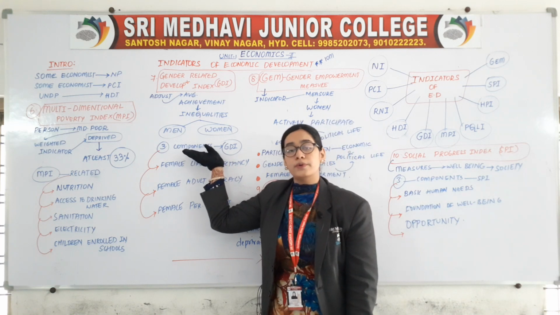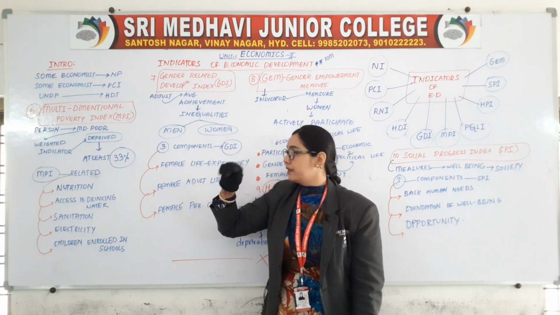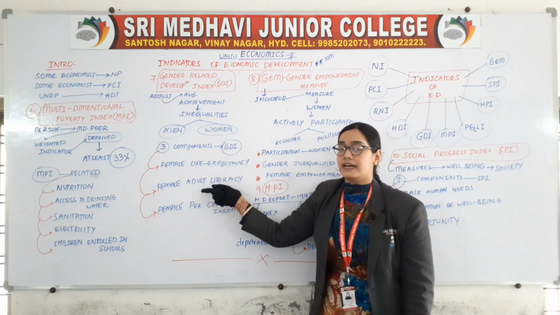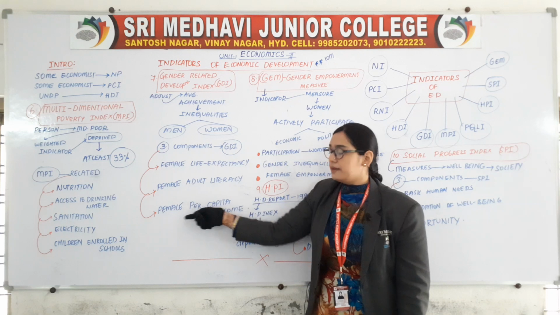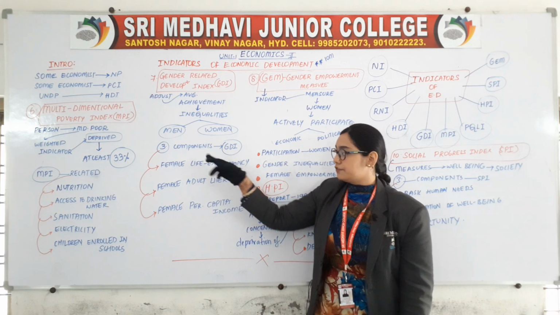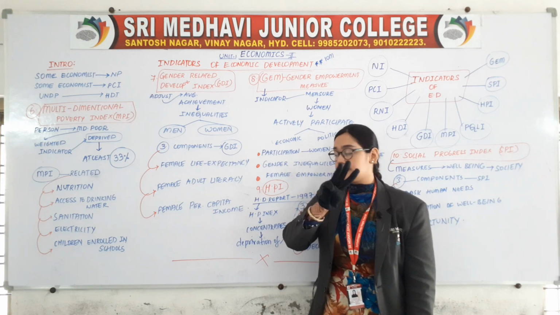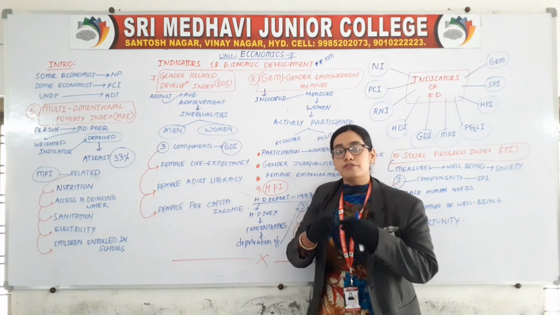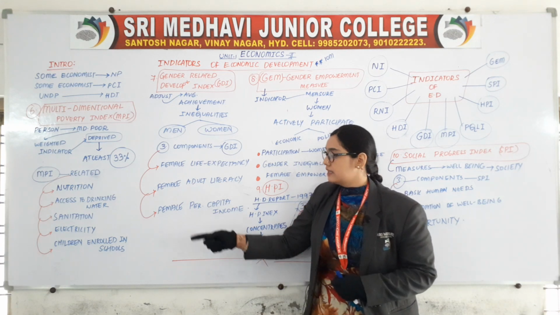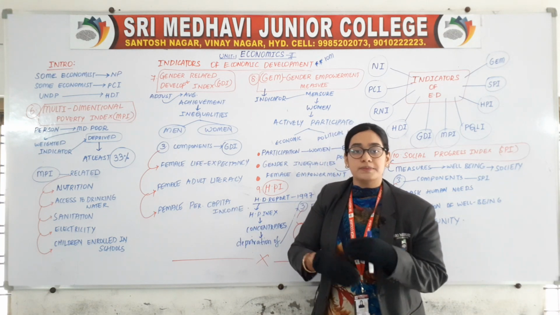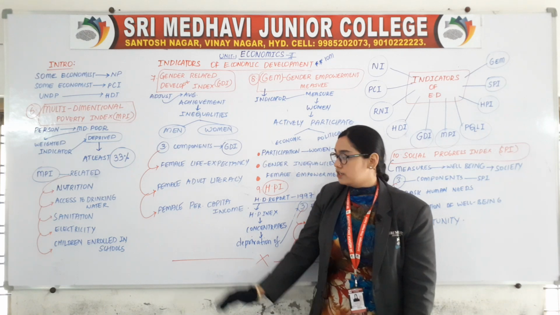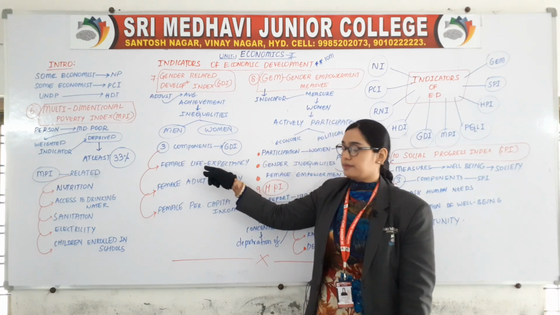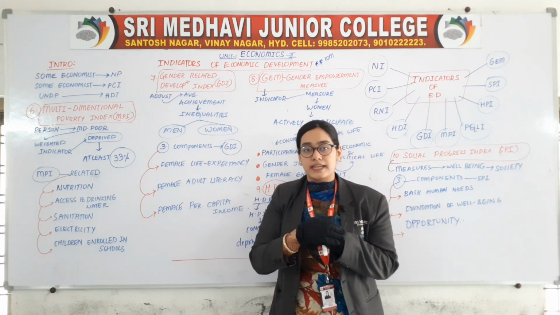There are three components for measuring GDI. What are those? Female life expectancy, female adult literacy, female per capita income. Female is the same, three times the word is repeating here. Life expectancy, adult literacy means the number of adults who are getting educated, then per capita income, how much females are earning individually. So we connect all these points with female. How many females are having more life expectancy?